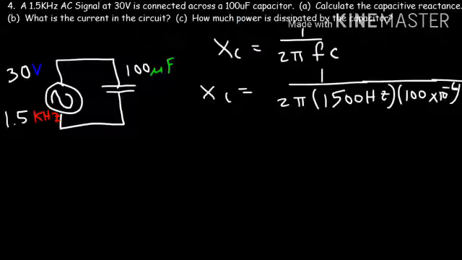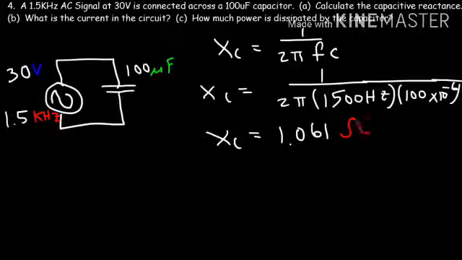So anytime you hear the word kilo, it's 10 to the 3. Mega, 10 to the 6. Milli, 10 to the minus 3. Micro, 10 to the negative 6. So if we multiply 2 pi times 1500 times 100 times 10 to the minus 6, you should get 0.9425. And 1 divided by that number is 1.061. So this is the capacitive reactance of the circuit.